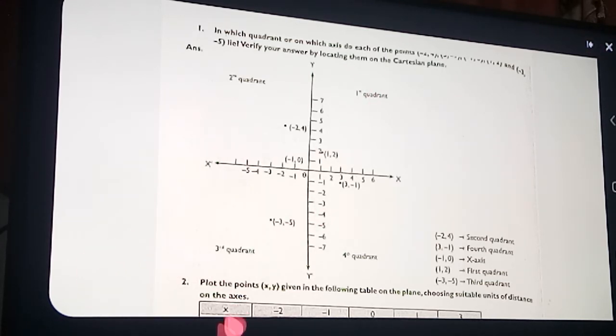So read the first question. In which quadrant or on which axis do each of the following points lie? All of you take your textbook here. Half the points have not come. So take your textbook. See here. The first point is -2, 4. -2, 4 lies in which quadrant? And you have to plot it also.